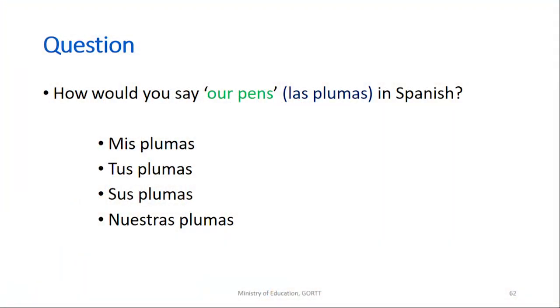How would you say our pens? Look at the options. I'll give you some time and you'll tell me what you think is the correct answer. If you said nuestras plumas, you are correct. Las plumas is a plural feminine noun. Therefore, it must take a feminine plural possessive adjective. And we have nuestras plumas.